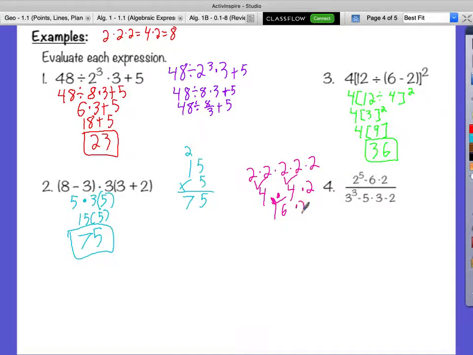Okay, and times 2. Okay, does everyone understand what this means here? I'm just multiplying those, okay? 16 times 2 is 32. Any questions on what I just did here? Okay. So now we have 32 times 6 times 2.